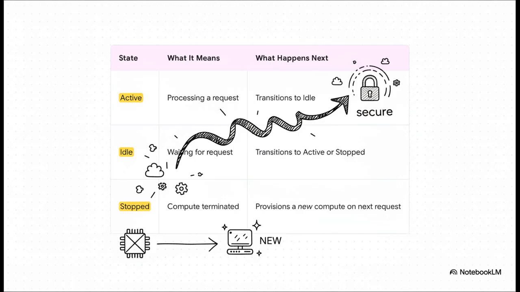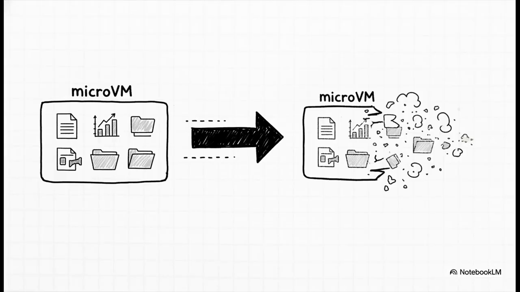This is what's really interesting. Look at what happens when a session goes from stopped back to active. It doesn't just wake up the old machine. Nope. It provisions a brand new, completely fresh microVM. This is so important because it guarantees that every time the conversation starts up again, it's in a pristine, totally secure environment. And this brings us to a really key default behavior you've got to understand.